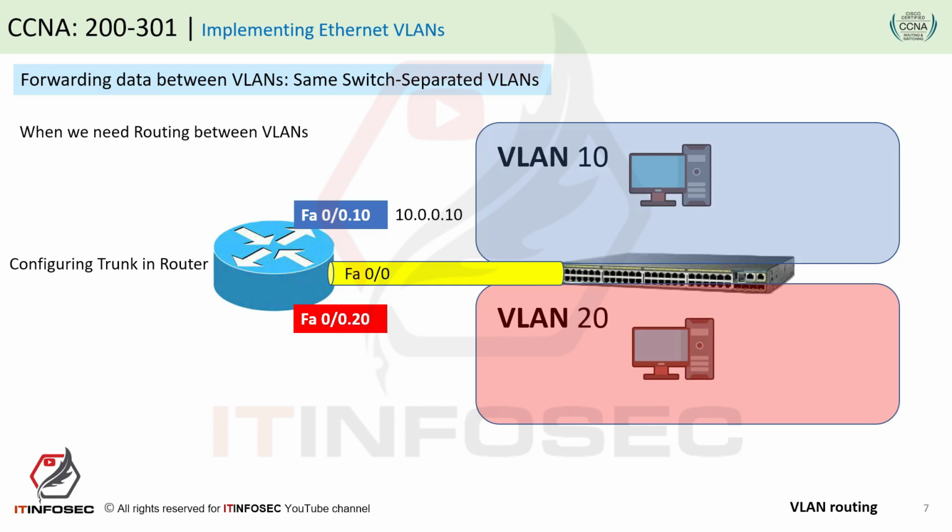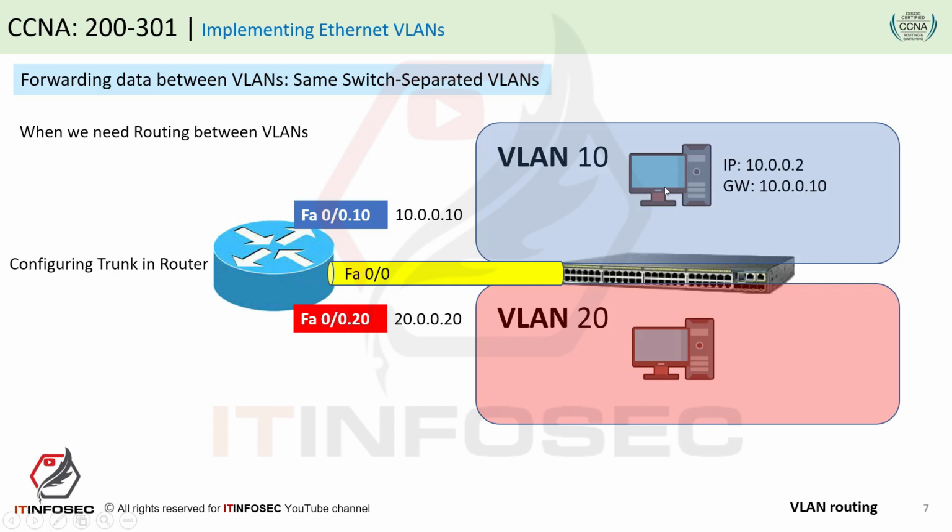In this scenario, in this example, I have FastEthernet 0/0.10 with IP address 10.0.0.10 and another IP address that is assigned to the FastEthernet 0/0.20 sub-interface with IP address 20.0.0.20. These 2 IP addresses are assigned to the logical sub-interfaces of the router.